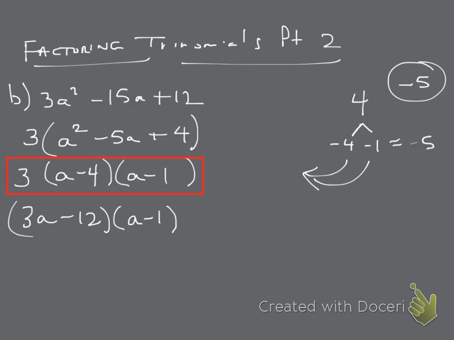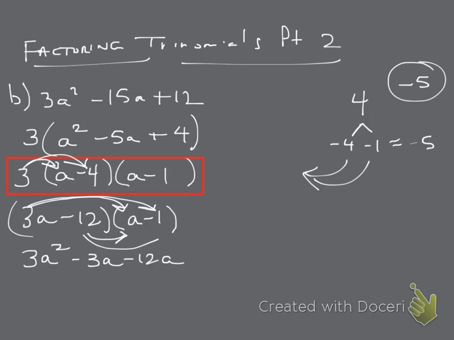Okay, now I need to FOIL. So 3A times A is A squared. Here's your A squared coming back, there's your exponent coming back. Okay? 3A times negative 1 is negative 3A. Negative 12 times A is negative 12A. And negative 12 times negative 1 is plus 12.